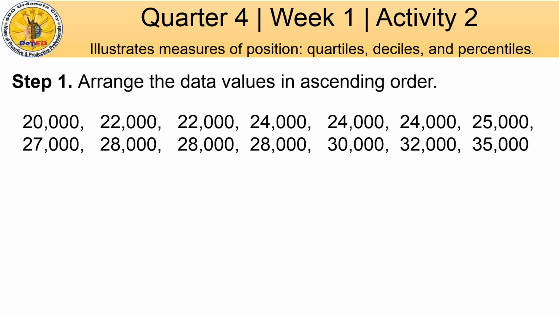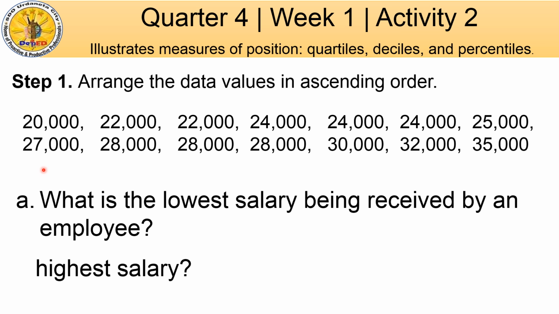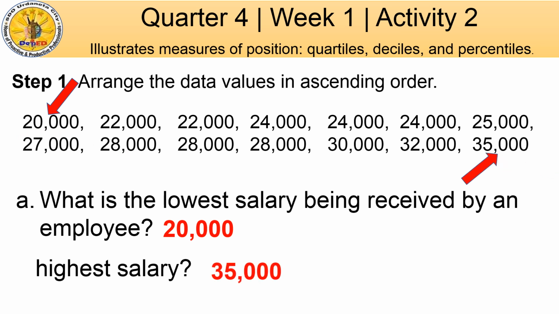So first step is to arrange the data in ascending order. So as given, it has been arranged from the least to greatest. From the first question, what is the lowest salary being received by an employee? And the lowest salary is 20,000. How about the highest salary? It is 35,000.